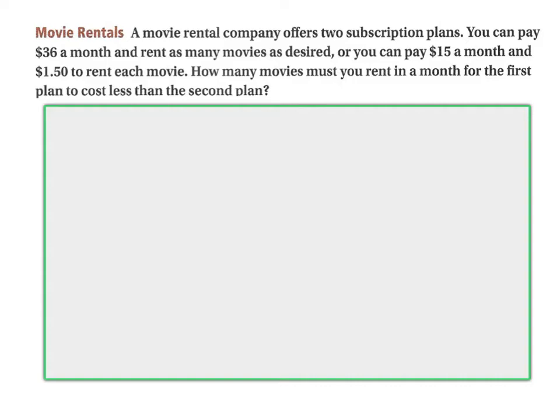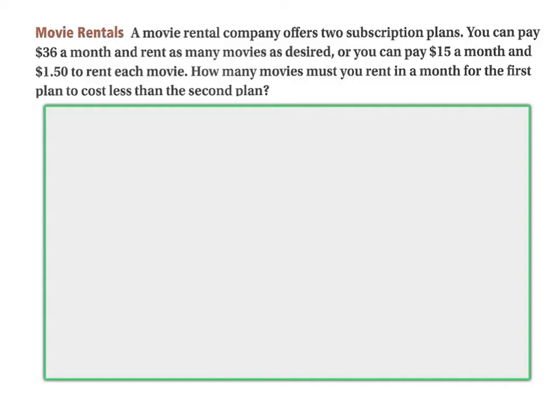A movie rental company offers 2 subscription plans. The first plan is you can pay $36 a month and rent as many movies as you want. The second plan is pay $15 a month, but you have to pay $1.50 to rent each movie, or $1.50 per movie. Whenever you see that word per, it's kind of a given that what follows it is the variable. How many movies must you rent in a month for the first plan to cost less than the second plan? That's the part that's going to help you set up your inequality statement.